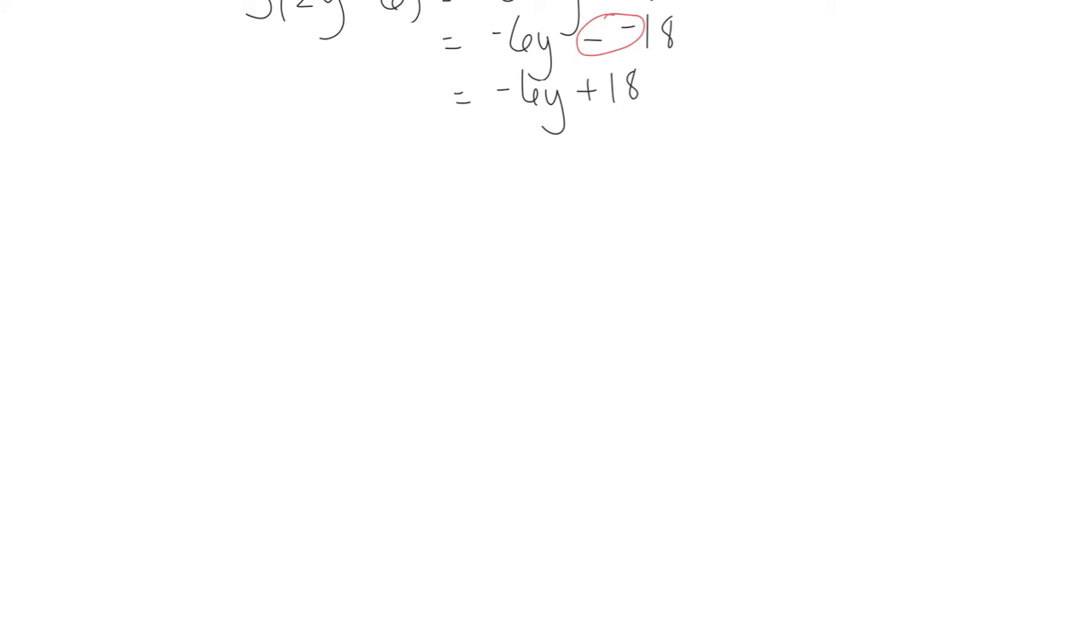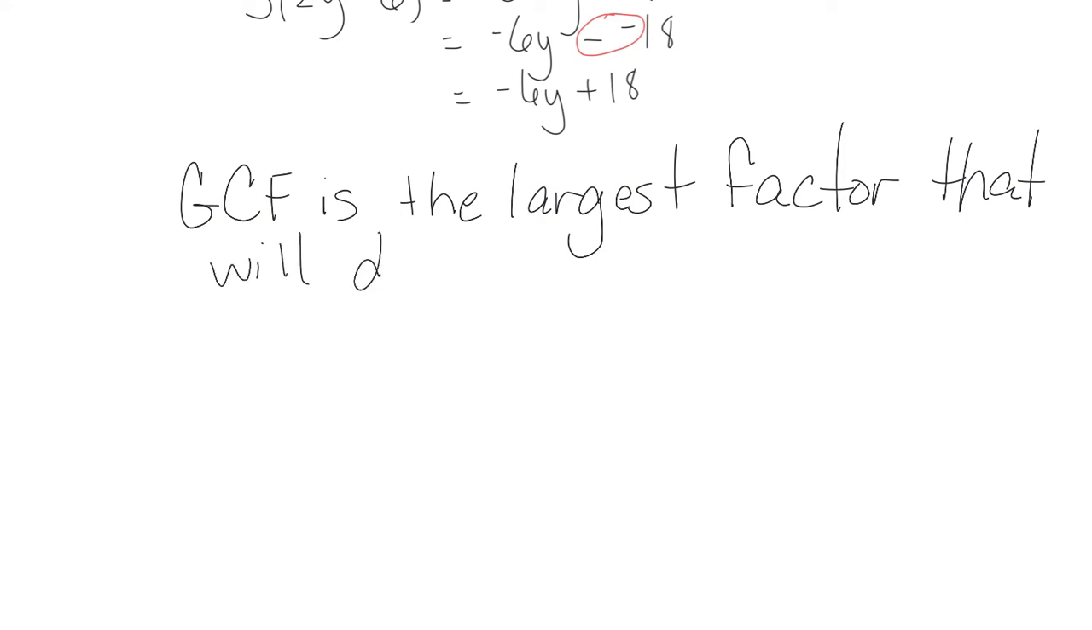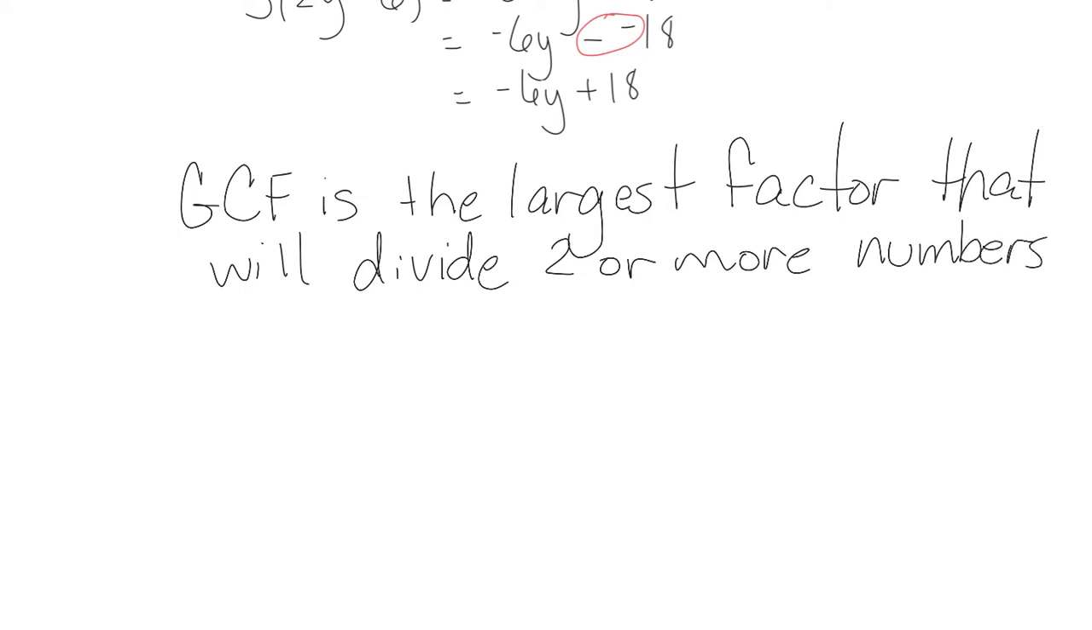So we need to remember that the GCF is the largest factor that will divide two or more numbers evenly.